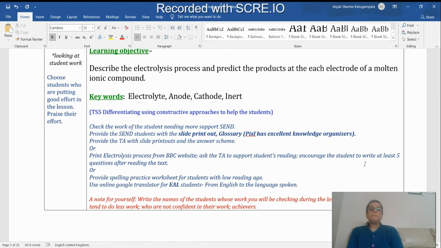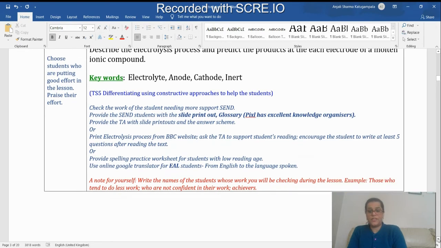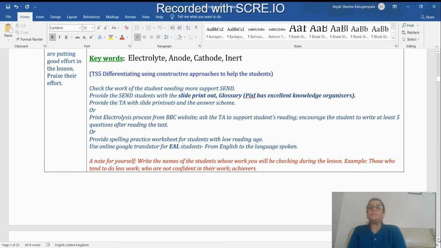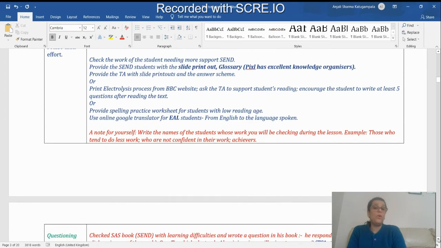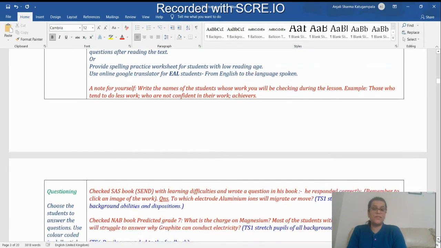You can go to Google Translator for your EAL students and translate the words or sentences into the language which the EAL student understands. So include all that differentiation in your lesson plan. Always praise your students for effort.